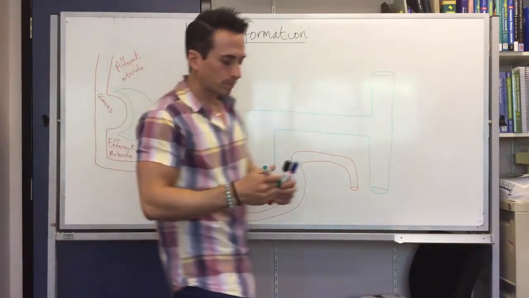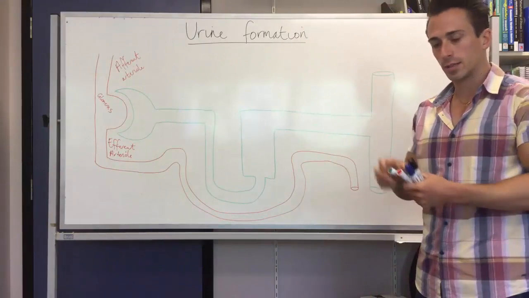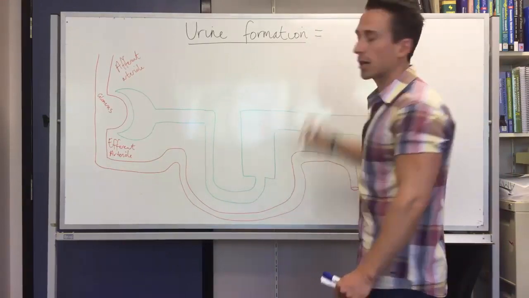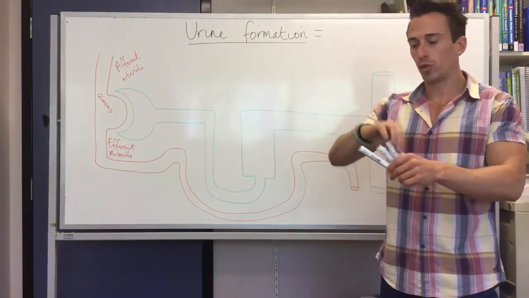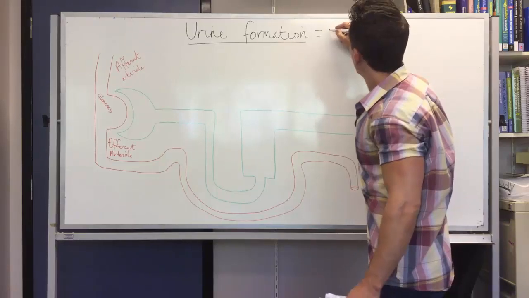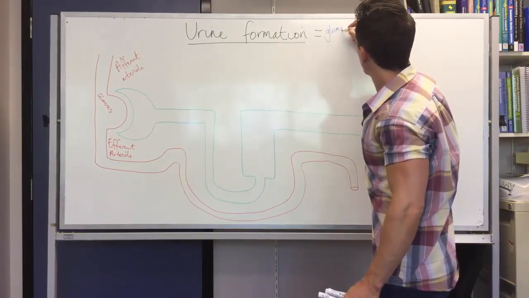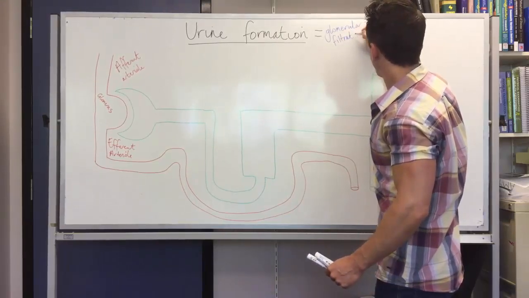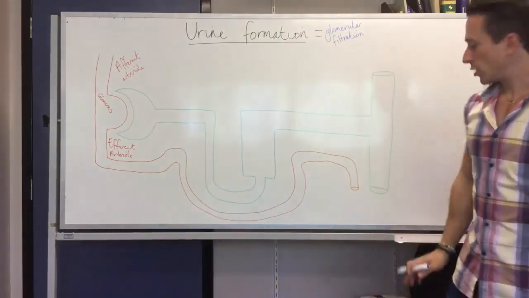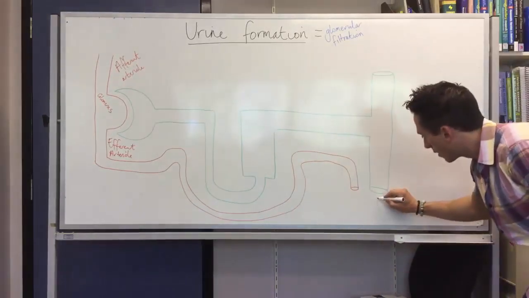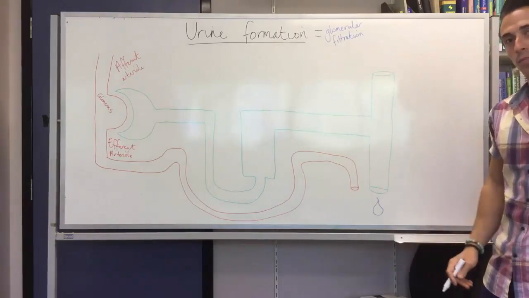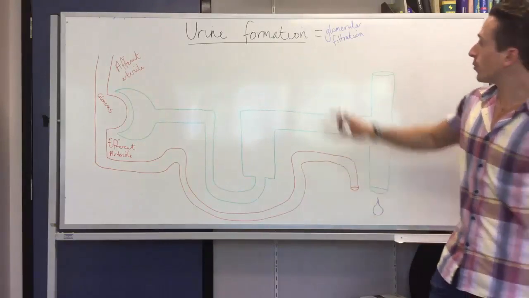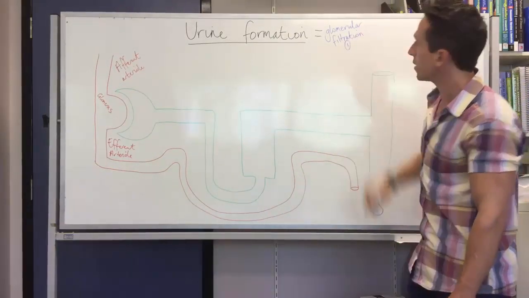Okay? Now, when it comes to urine formation, what you're going to find is that urine formation is actually equal to a couple of things. Urine formation is equal to glomerular filtration. What that means is, remember, our ultimate goal is urine formation here, so we're going to talk about how we can get from here to here. Firstly, we need to start off with glomerular filtration. Let's write that as number 1.